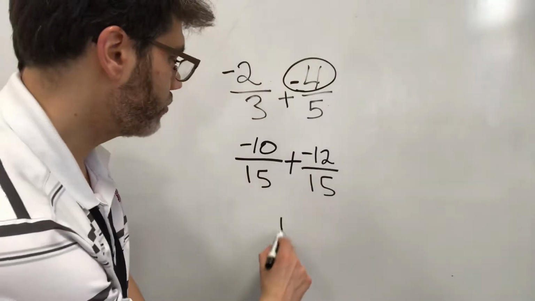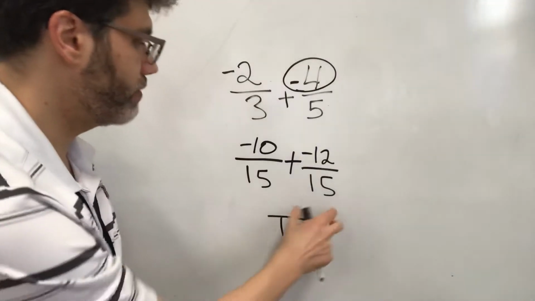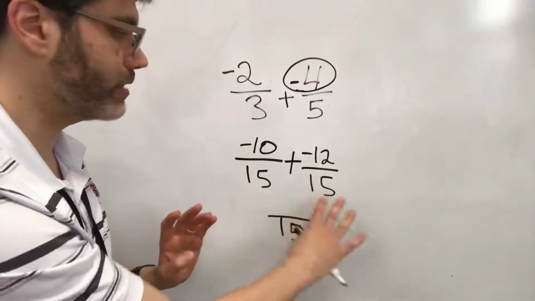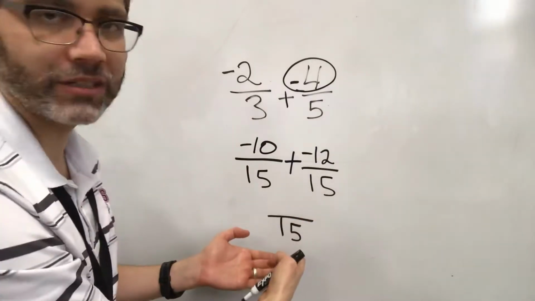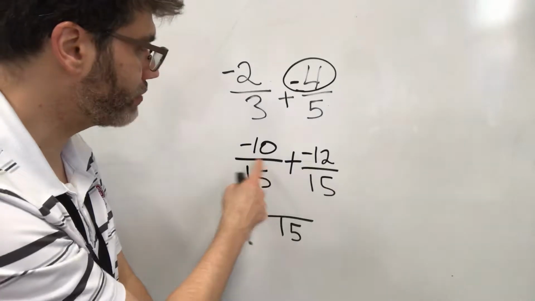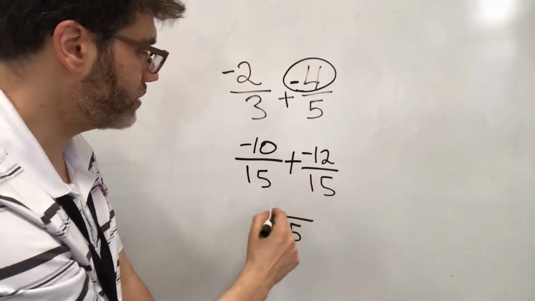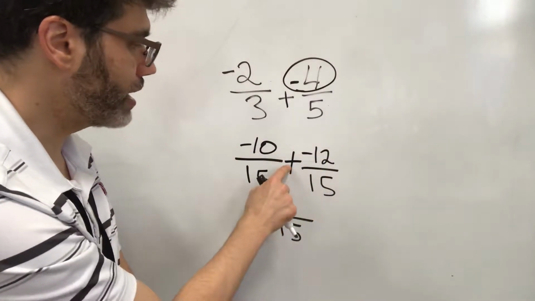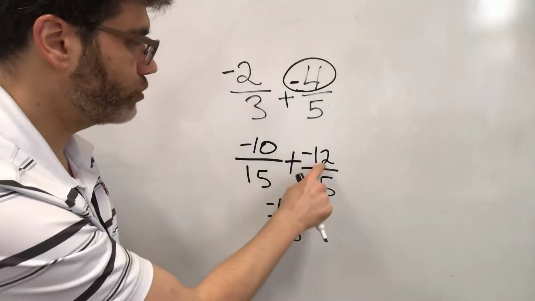So remember, you just keep one of the denominators. We're not adding the denominators. You keep the denominator, and then you do whatever is in the numerator. So here it's negative 10 plus negative 12.